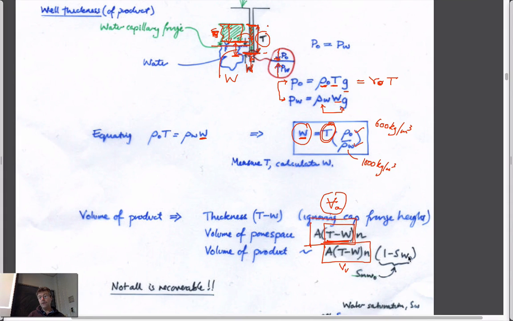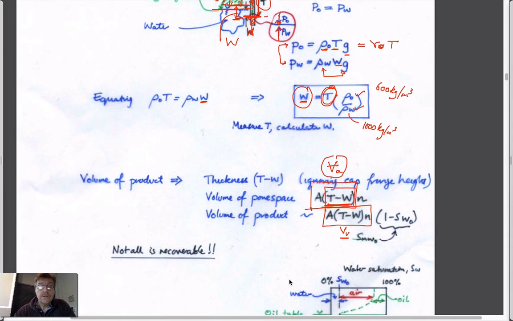And if you know the amount of the void space which is filled with the product, it can't be more than 1 minus the irreducible saturation of water. This is the amount of water that's left in place. So if we know the void volume and 1 minus the irreducible saturation of water, which is going to be a number slightly less than 1, probably 85%, then we can calculate how much free product we have within our system. And therefore we can remove that.